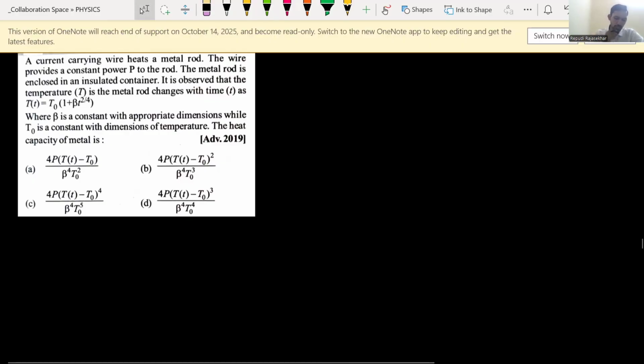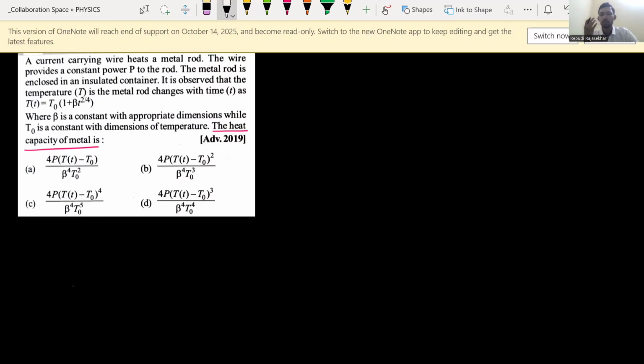Okay, a current carrying wire heats a metal rod. The wire provides a constant power. Everything is in this line. So let us consider dQ. What do we need to find here? Heat capacity. Which formula relates heat capacity? How can a student get the idea of which equation we have to use?